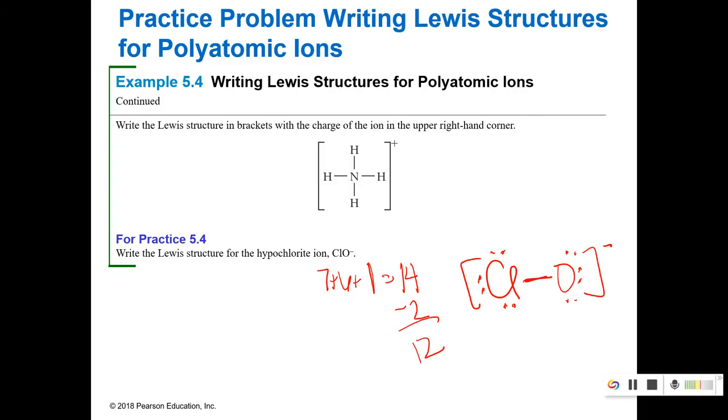And that is it for basic Lewis structures. We will do some more complicated Lewis structures on the next video.